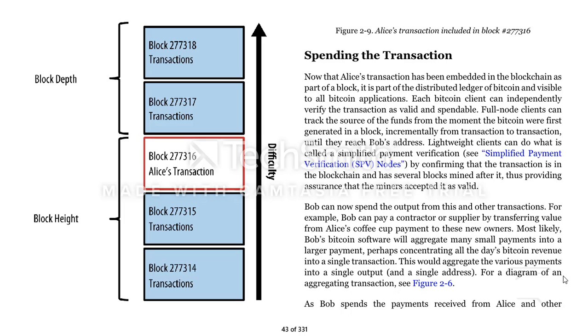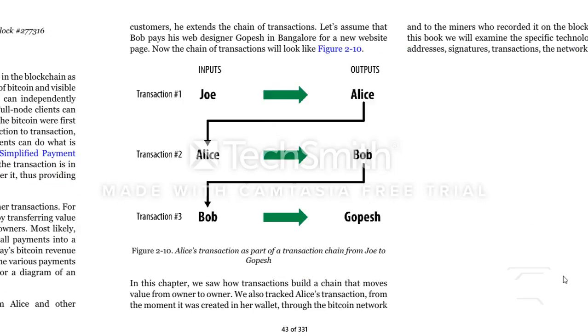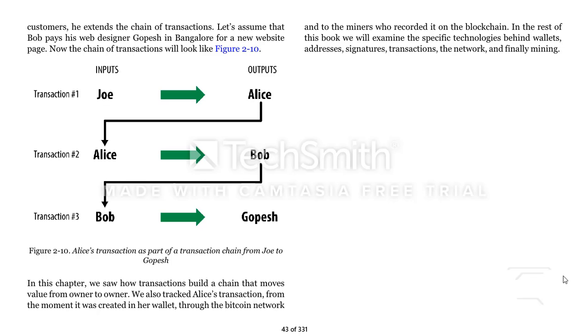As Bob spends the payments received from Alice and other customers, he extends the chain of transactions. Let's assume that Bob pays his web designer Gopesh in Bangalore for a new website page. Now the chain of transactions will look like figure 2-10. Figure 2-10. Alice's transaction as part of a transaction chain from Joe to Gopesh.